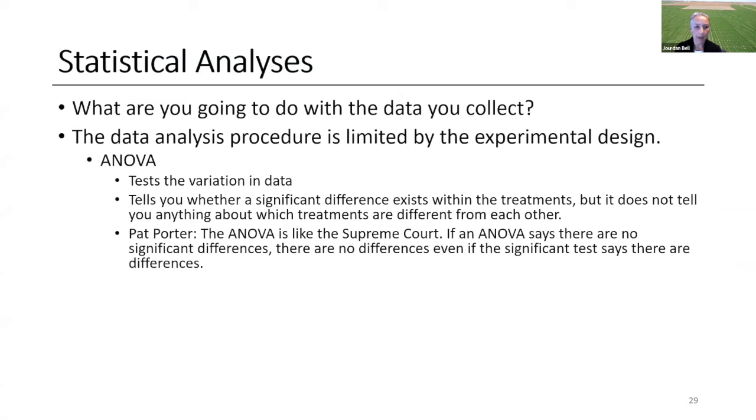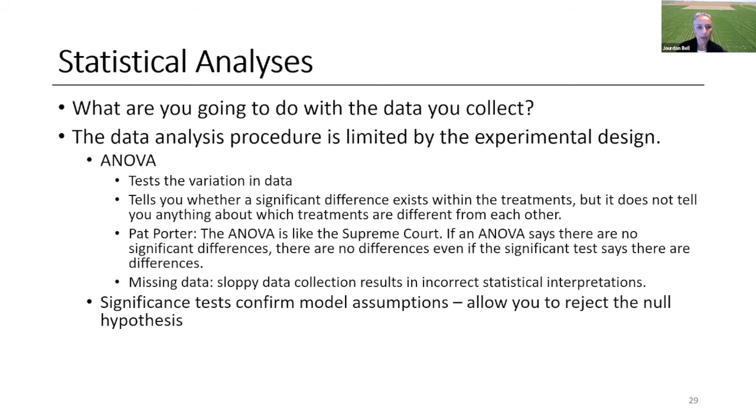And I really like Pat Porter's statement here that he has in his guide. The ANOVA is like the Supreme Court. If an ANOVA says there is no significant difference, there are no differences, even if the significance test says there are differences. And so that's something to keep in mind: as you look at these significance tests, you want to first and foremost make sure that you are evaluating the significance of your ANOVA before you consider the significance tests. So the significance test will actually allow you to determine which treatments are most significant.